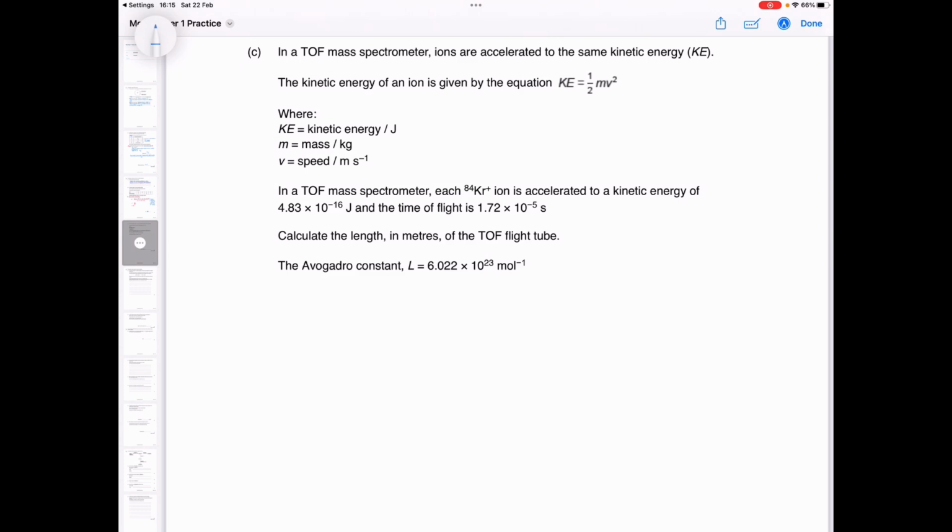Okay, so the distance of the time of flight tube, we'll call it D, is equal to velocity times time. That's quite a useful thing to write down first. So we've got KE equals half mv squared.